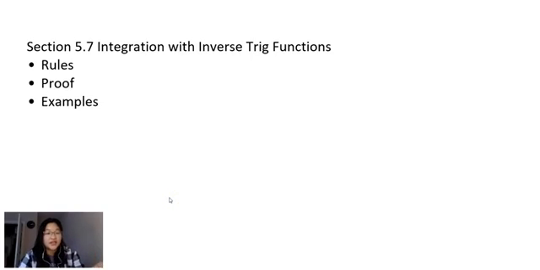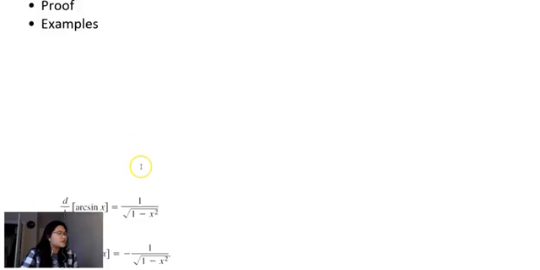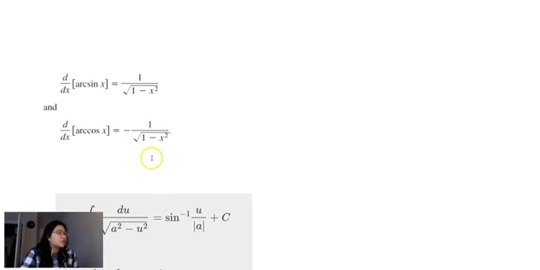Alright, so we are going to look at section 5.7, which is integration, but we're thinking about inverse trig functions. So first we need to look at the rules, then we're going to try to prove one of them, and we'll do some examples. So let's see how this goes. So recall that your derivatives of arcsine and arccosine are these.